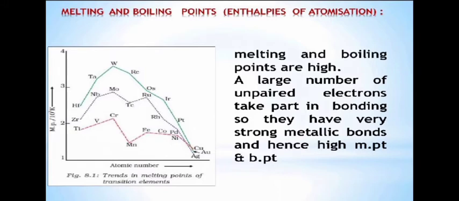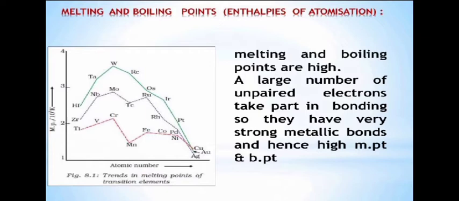As you can see in this figure is between melting point and atomic number. On y-axis we have taken the melting point, while on x-axis we have taken the atomic number. The red curve is for first transition series, the blue curve is for second transition series, and the green one is for third transition series.